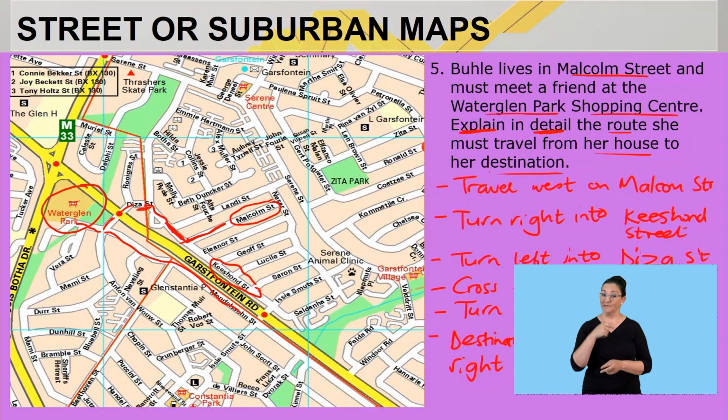So I'll quickly run through it again. From Malcolm Street, we'll travel southwest or west, turn right into Keeshond Street, turn left into Deza Street, cross the main road, which is Garsfontein Road, turn right into Mendelssohn Street, and then the shopping center will be on a right-hand side. I know it's a mouthful, but remember it says, explain in detail the route she must travel. Okay, are we clear? Guys, let's look at one more question.